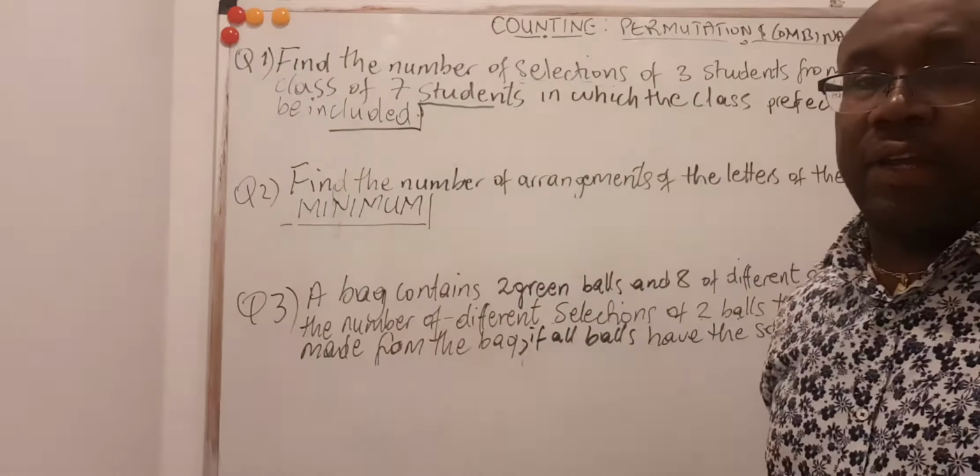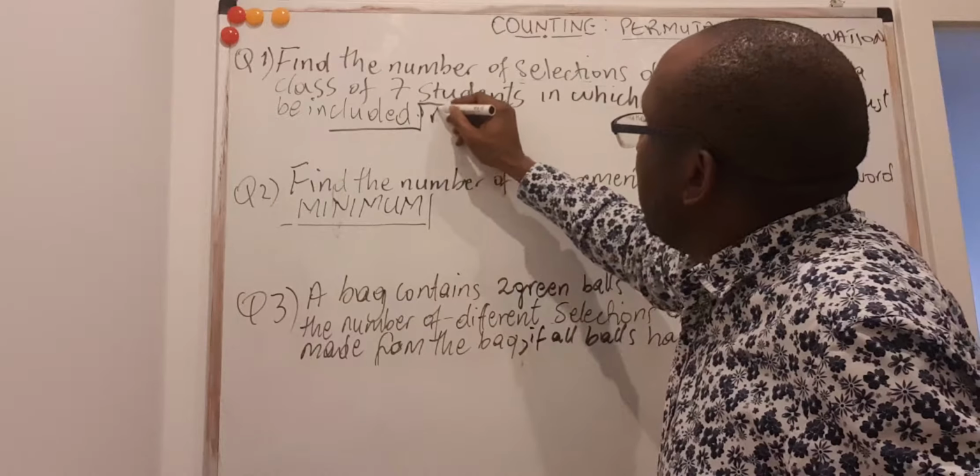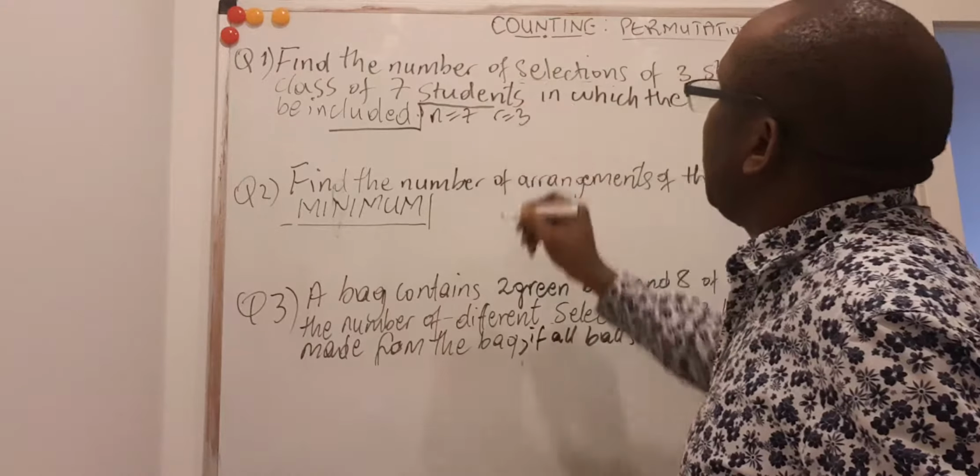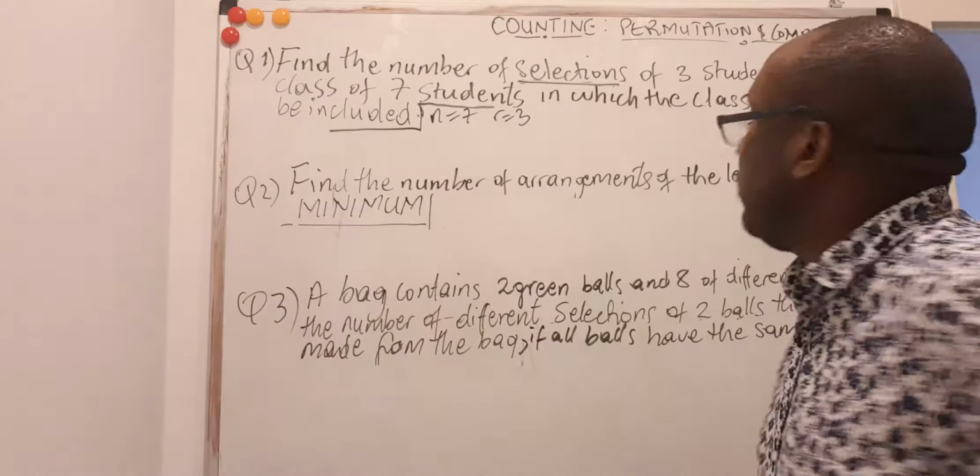The first one says, find the number of selections of 3 students from a class of 7 students in which the class prefect must be included. So here our n, small n, is 7, and r is 3. So we have to choose 3 from 7. The key word here is selection. So this has to do with combination.